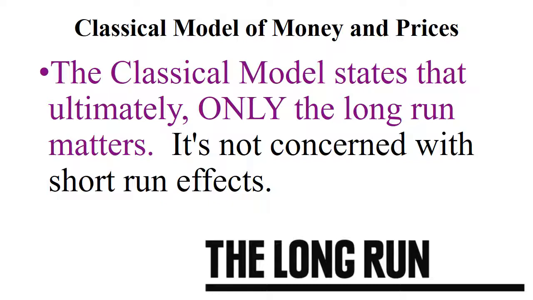Now, this applies to money and prices. So think about money in the long run. We've learned that money is neutral in the long run. In other words, if you print more money, or if you decrease the money supply, it will change the nominal interest rate in the short run, but in the long run, the nominal interest rate will return to the original point. Therefore, classical economists wouldn't care about that short run change because they know it's going to go back to where it started anyway.